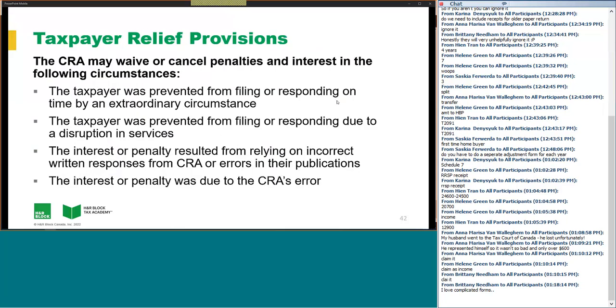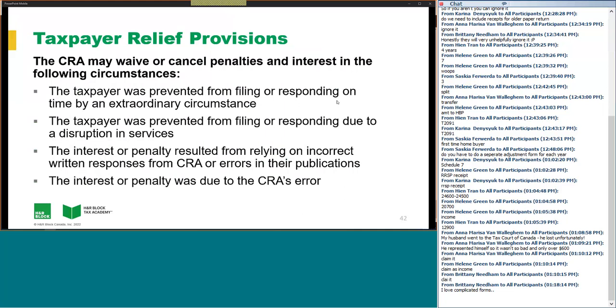All right, if none of that works, if you don't qualify for the voluntary disclosure program, but you can't pay penalties and interest, you can file under taxpayer relief provisions. I am going to say it's really hard to get this. So if you were prevented from filing or responding on time because of an extraordinary circumstance, or because of disruption in CRA services, then you can ask for taxpayer relief.